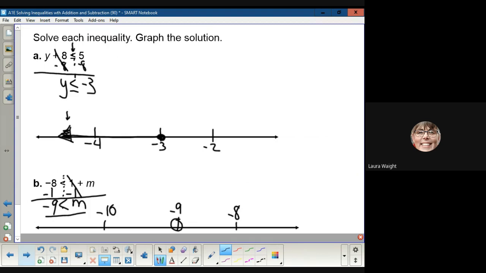And so even though the inequality points to the left, we're actually going to color to the right because m is bigger. And that's what we need to think through. Don't rely upon coloring the direction of the inequality symbol because it doesn't always work. So think about what's happening and then draw your arrows accordingly.